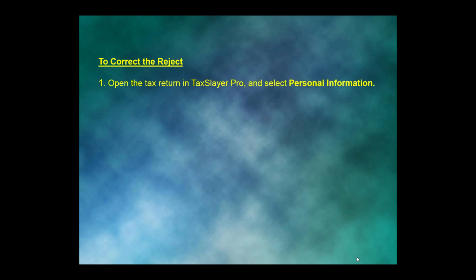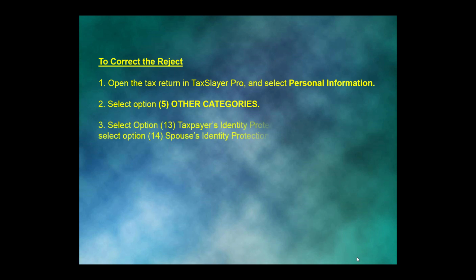To correct this reject, you're going to want to open the tax return in TaxSlayer Pro and select Personal Information. Select option number 5, Other Categories. Select option 13, Taxpayer's Identity Protection PIN, and if necessary, select option 14, Spouse's Identity Protection PIN. Enter the correct PIN for each.